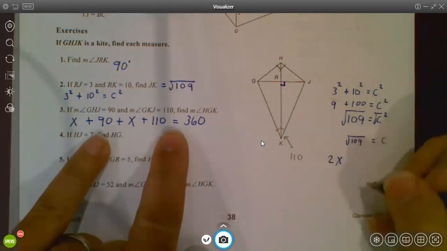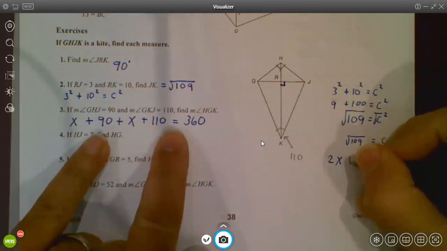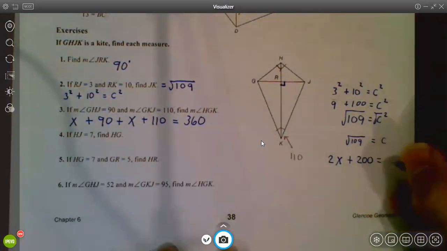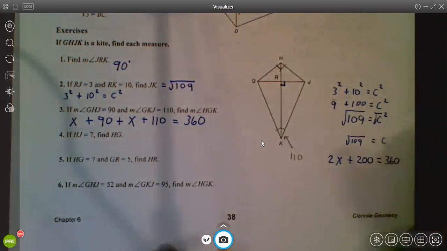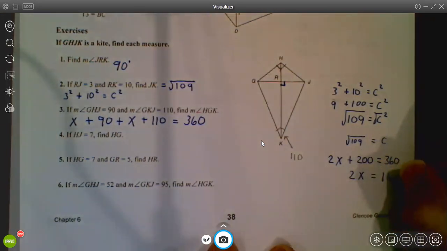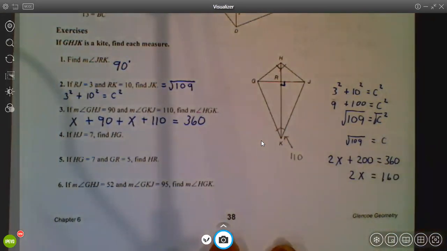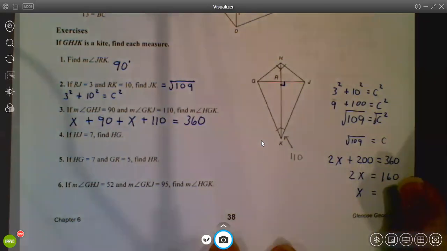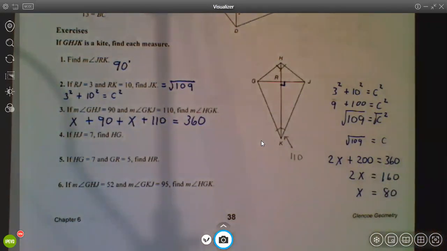So my x's are going to become 2x, my 90 and my 110 add up to 200. And we know it equals 360. So back to some two-step solving. If we subtract 200 from both sides, we would get this, and then we're going to divide both sides by 2. And we got our 80 degrees.